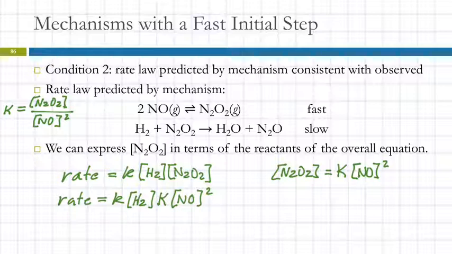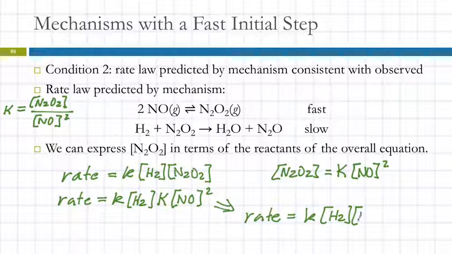What are we going to do with the equilibrium constant? We can lump that in with the rate constant. Just put them together. We don't know what this number is right now anyway, right? This is some constant, and so it can just be in here. So we can lump the constants together and come up with the rate is equal to a constant times H2 times NO squared.